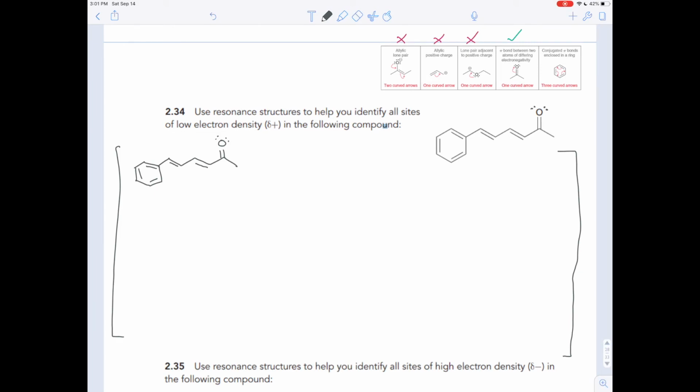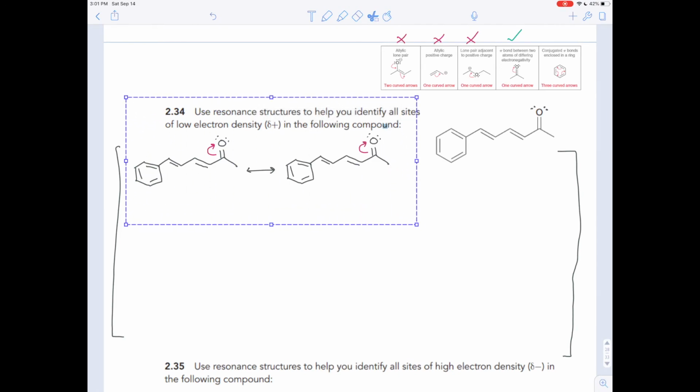Okay, well we said we have that 4th pattern, a pi bond between 2 atoms of differing electronegativity, and the curved arrow pattern for that is that the pi electrons go onto the more electronegative atom. And so we'll draw a resonance arrow telling us to average the structures. And so that gives us our next structure to work with.